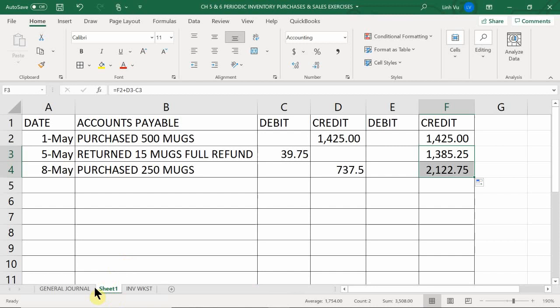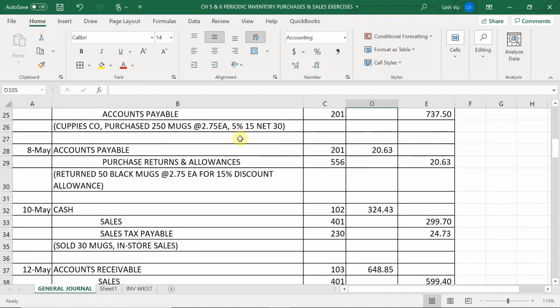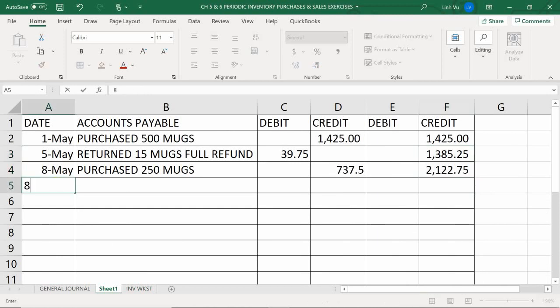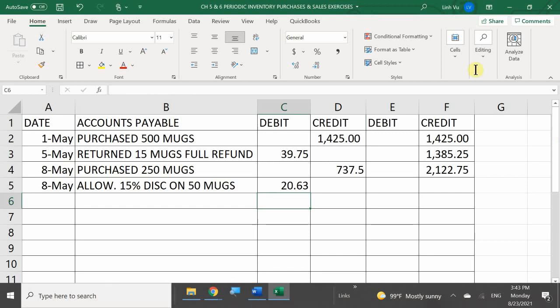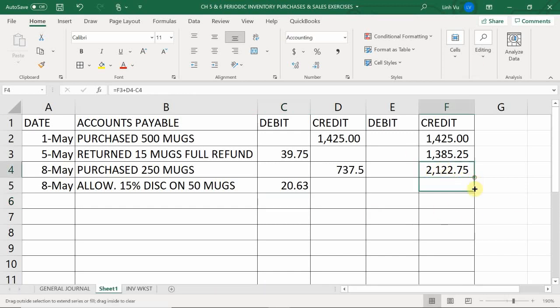But then that same day, I end up getting an allowance, which gave me money back of $20.63. So I got to go back to my ledger account saying that that very same day, I end up getting an allowance, okay, which was a 15% discount on 50 mugs, which resulted in $20.63 money back. So therefore, that should decrease my account by the $20.63, which should leave me now with $2,102.12. Okay? All right?